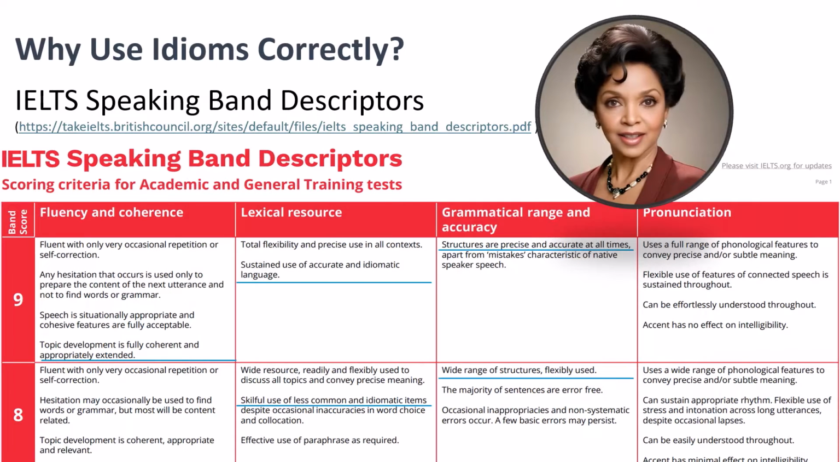Why are idioms important? Using idioms correctly in the IELTS speaking test can increase your score by demonstrating your proficiency, cultural understanding, and ability to speak naturally. The Speaking Band 9 descriptor for lexical resource reads, "Sustained use of accurate idiomatic language." It also highlights, topic development is fully coherent and appropriately extended. Grammatical structures are precise and accurate at all times. You can download these descriptors from the website listed. You'll see a link in the description of the video.